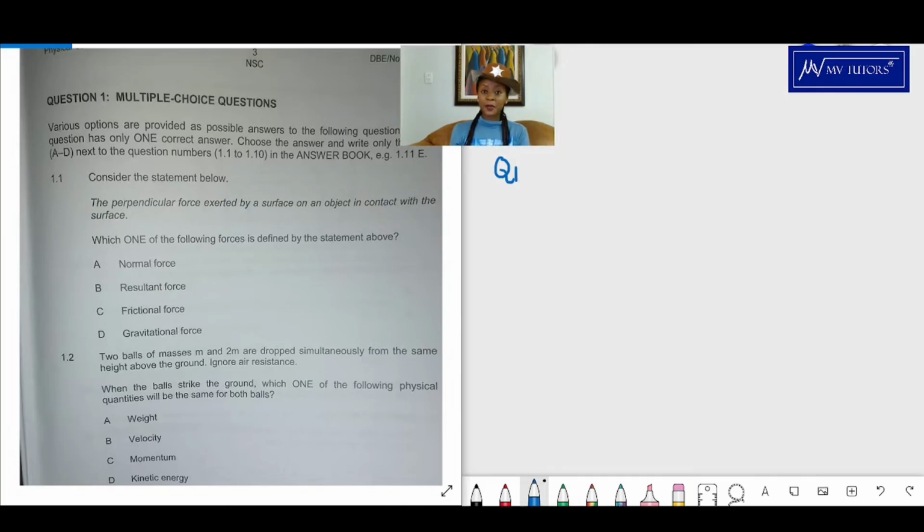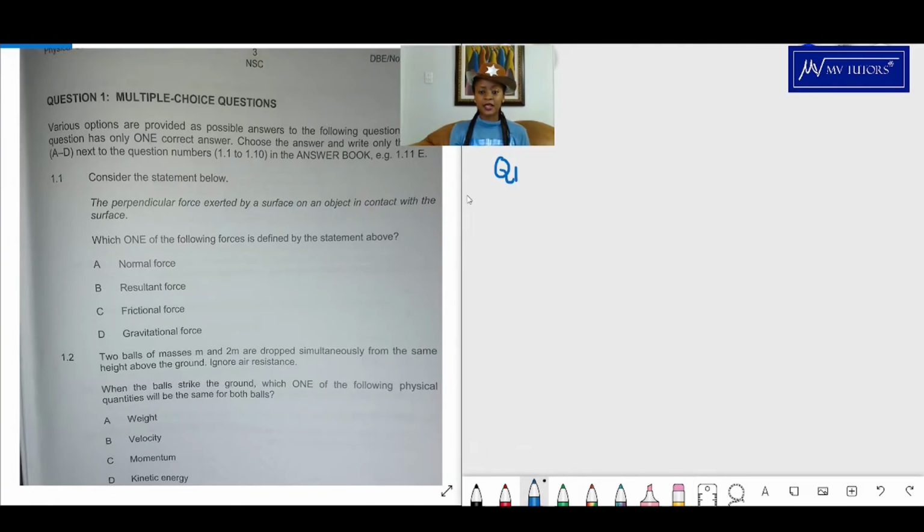When I think perpendicular, remember if you have a surface here which is perpendicular and you have whatever object you have, you know that the force acting on this object from the wall or the ground or whatever is going to be in that direction, right? Which would normally be your normal force. So in this case we're going to look for the term normal force.